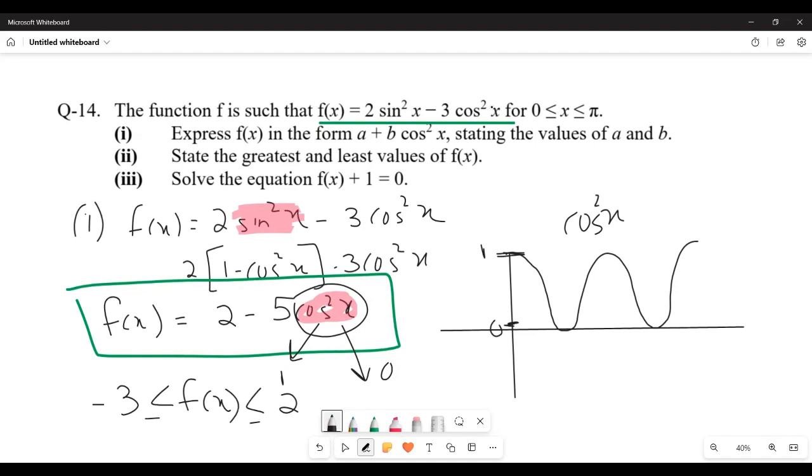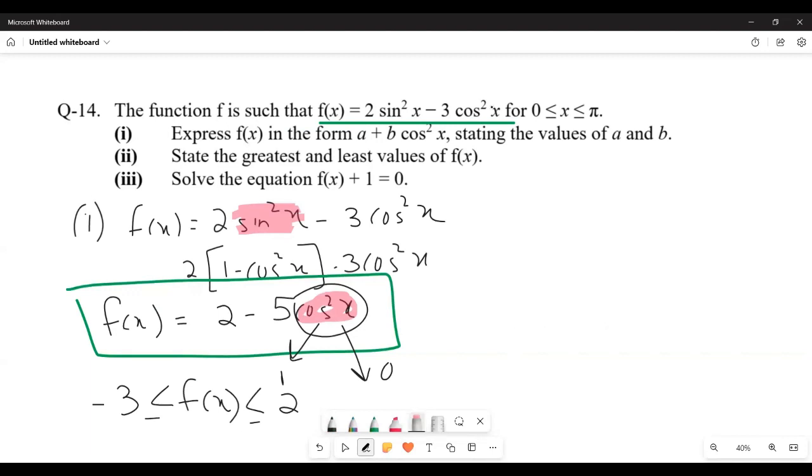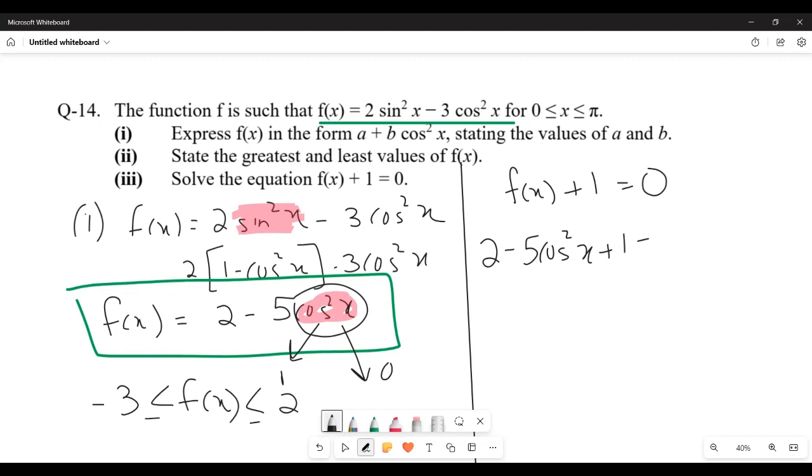Solve the equation f(x) plus 1 equals 0. Okay, so f(x) is already rearranged to 2 minus 5 cos square x. Add 1 to it and equate it to 0. So I'm getting 3 upon 5 equals cos square x. And then I'm taking the square root of that and writing a plus minus with it.